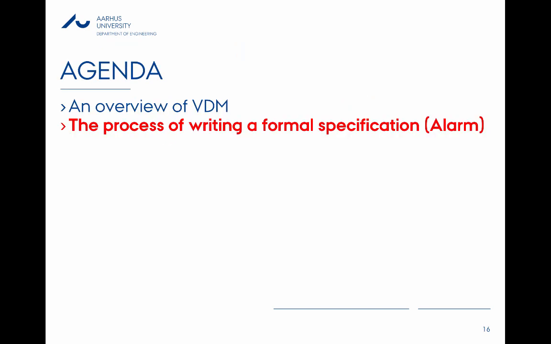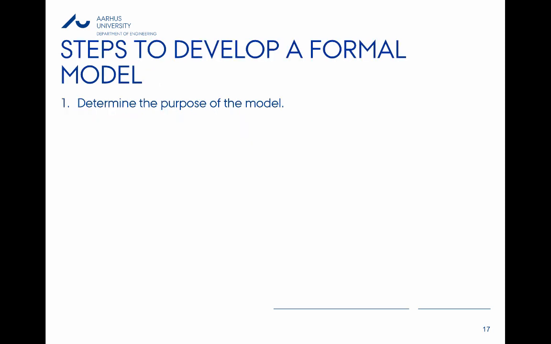So I hope that gave you a quick overview of VDM. And now I'll try to show the process we recommend for writing such a formal specification using a small alarm example. The steps that are important here is, first of all, to determine what's the purpose of the model. The purpose is used to determine what things you can abstract away from, what you need to incorporate in the model, and what you can leave out.